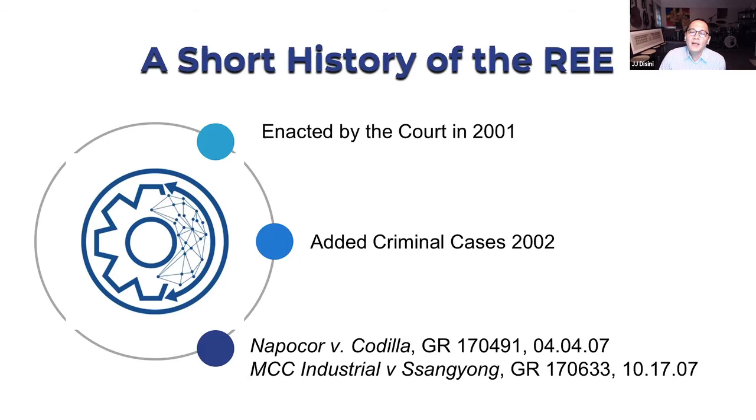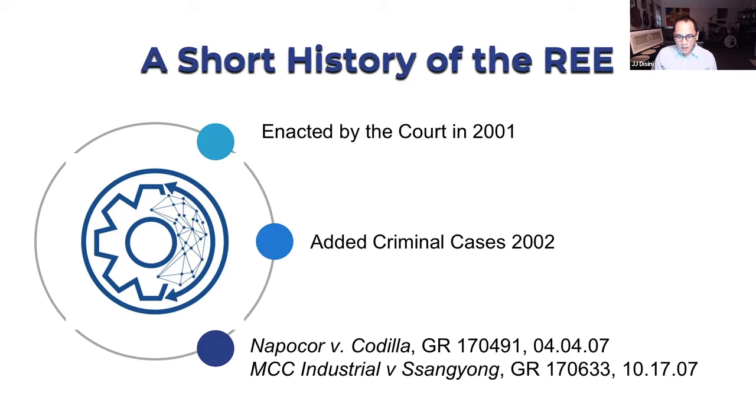Okay, the second case is Napocor versus Codilla, and in Napocor versus Codilla, the National Power Corporation wanted to present photocopies as original evidence. The argument was that the photocopies are duplicate originals, which are allowed under the rules on electronic evidence. And so the Office of the Solicitor General made the argument that photocopies are electronic documents on the ground that the act of photocopying is an electronic processing of information, and therefore the product of that process is itself an electronic document. And the court could not accept that reasoning.